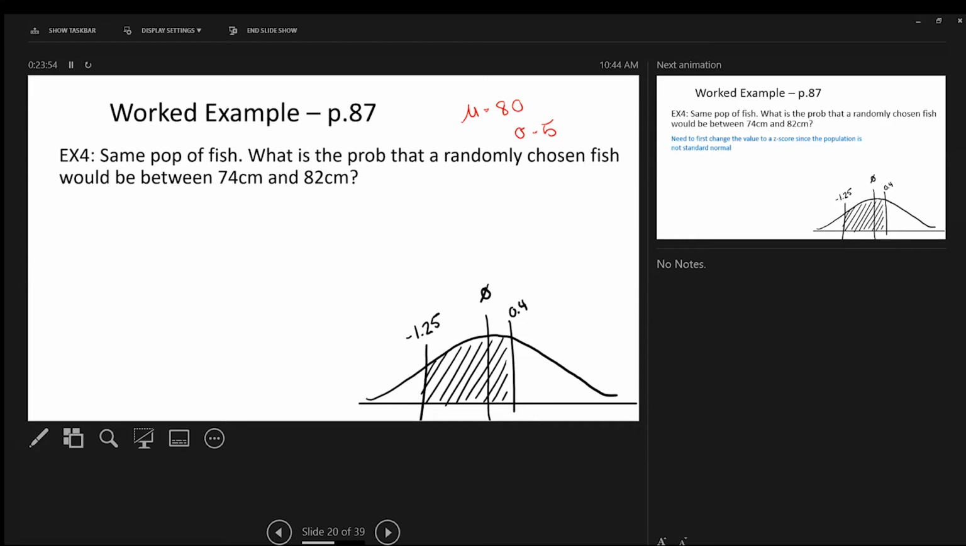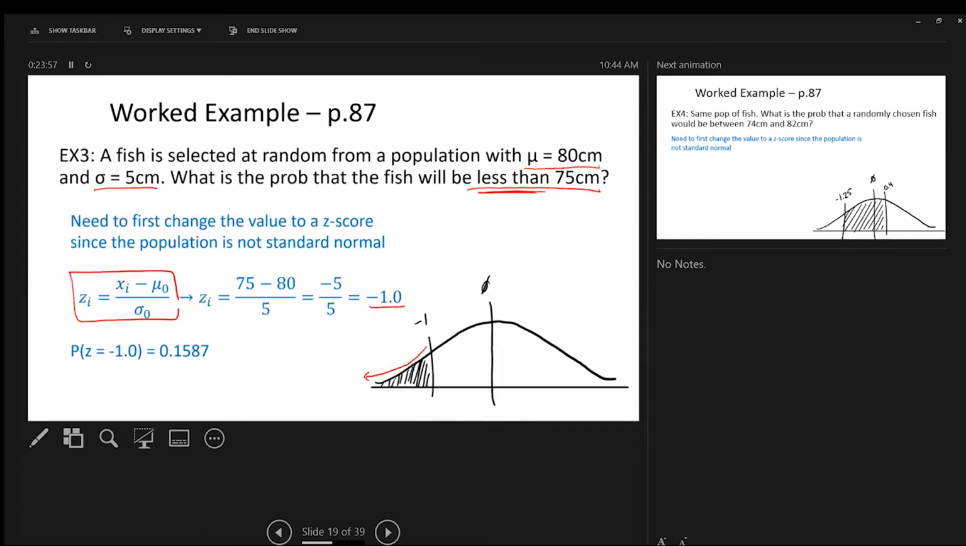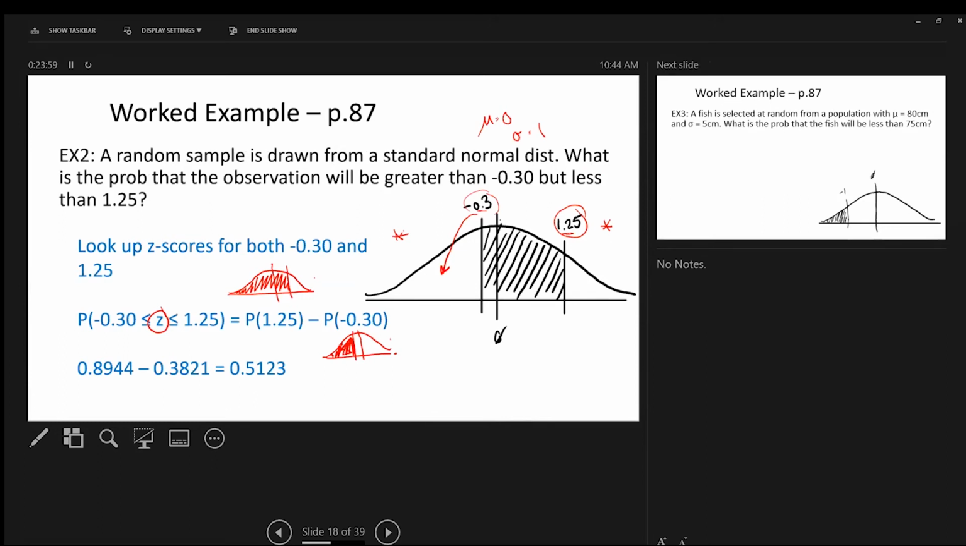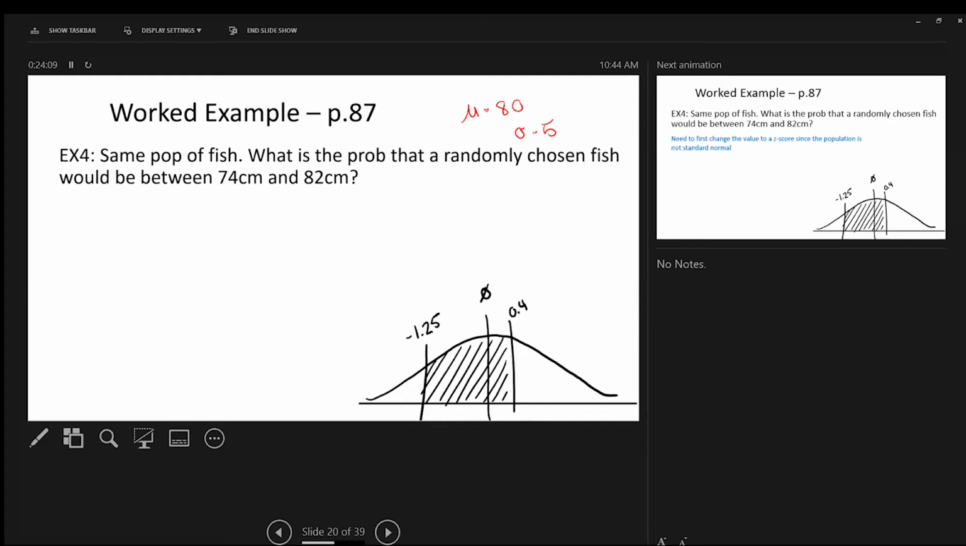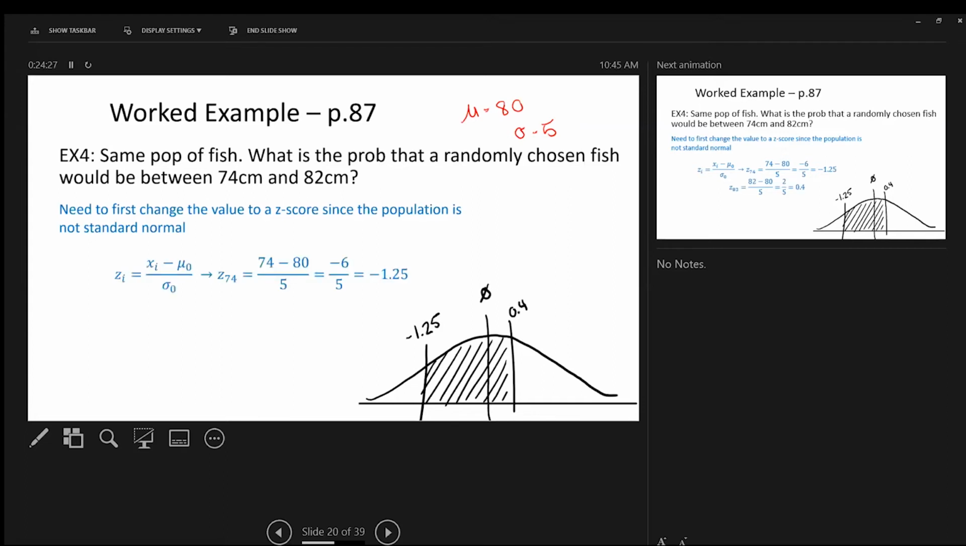So before I gave you 2 z-scores, for example 2, if we go back, I said -0.3 and 1.25. So it was already in a standard normal distribution. For this question, the only difference is that the population isn't already in a standard normal, so you need to transform it into a standard normal. You need to calculate the z-scores for both of those numbers first. So we need to first change the value to a z-score for both of those, actually.